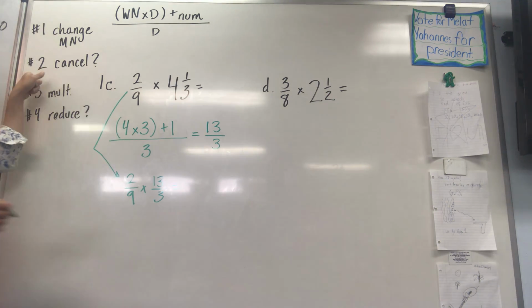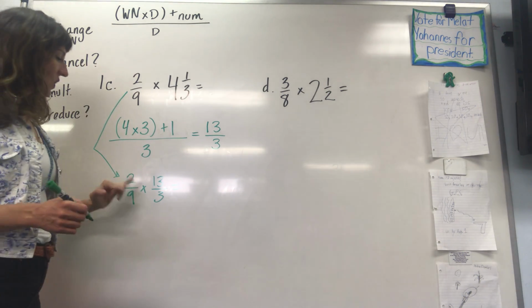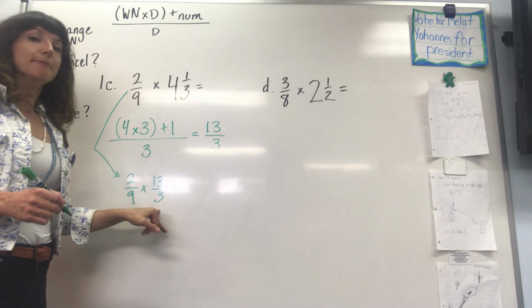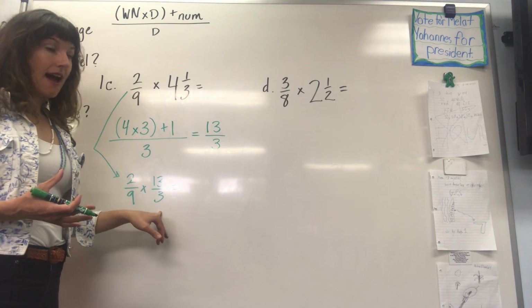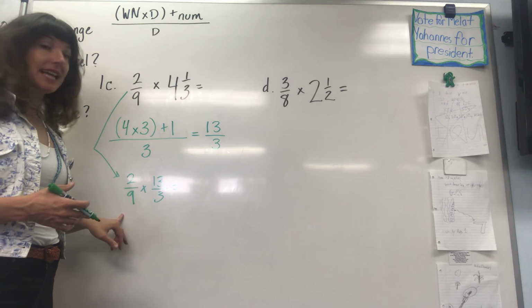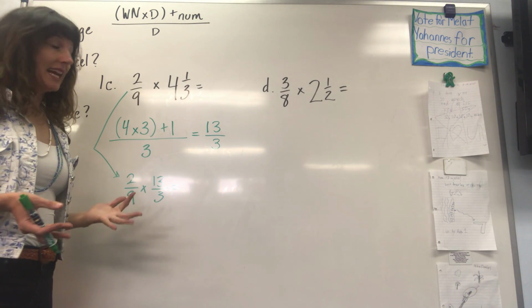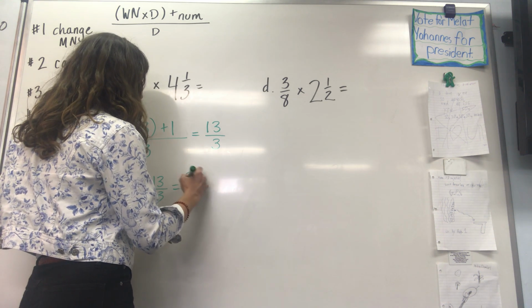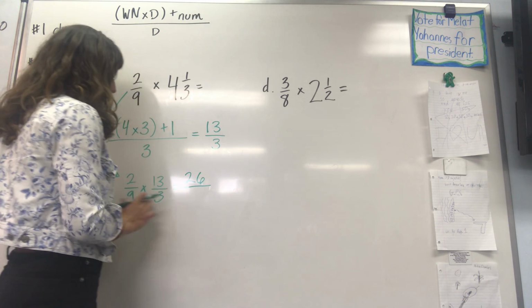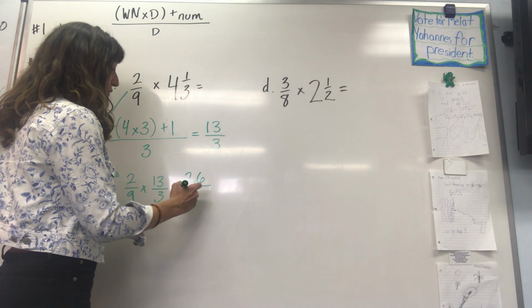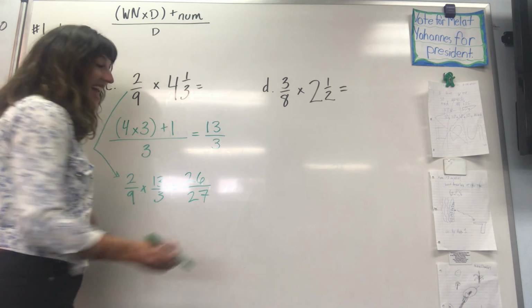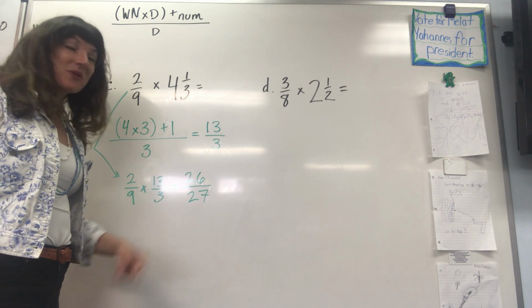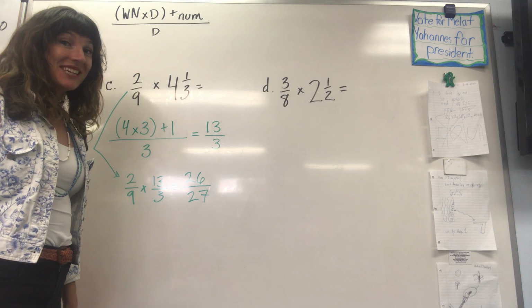Can we cancel anything? 2 and 3? No, we cannot cancel anything there. 13 and 9? No, we can't cancel anything there. 2 times 13 is 26, all over 9 times 3, which is 27. 26 and 27, can't cancel anything.